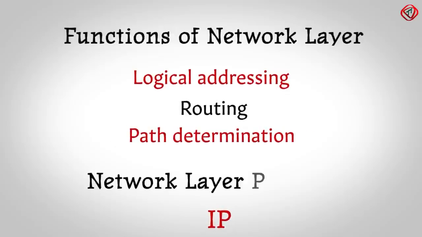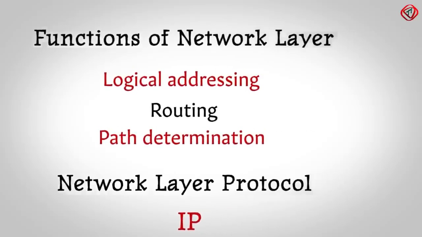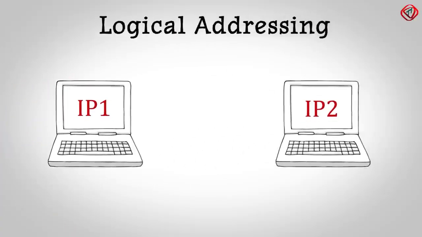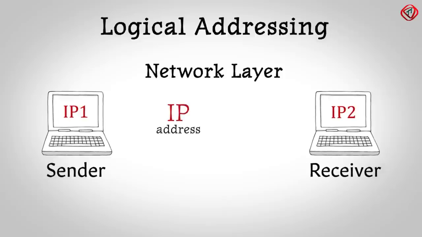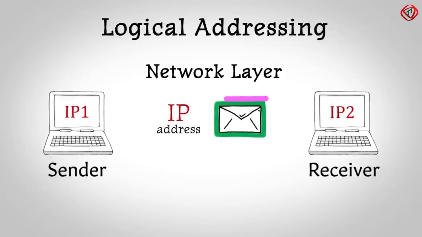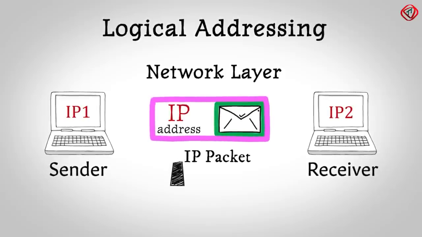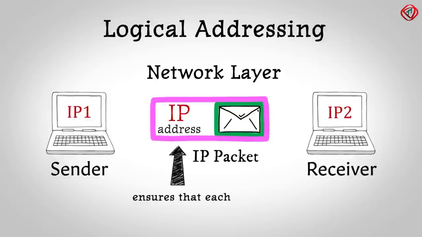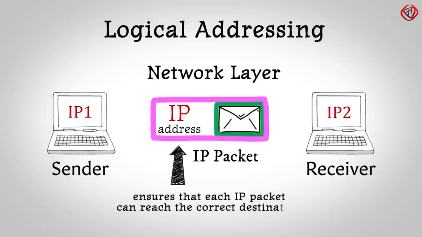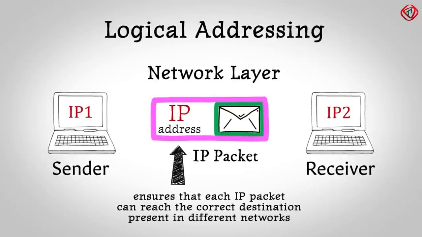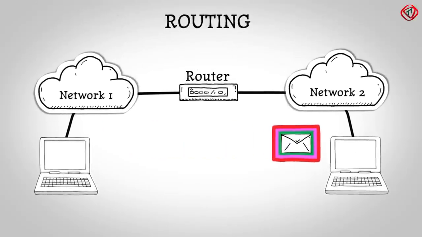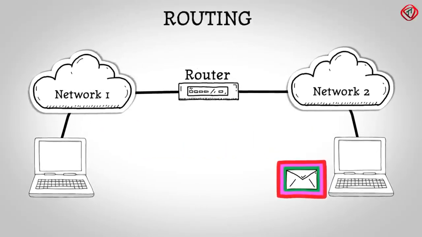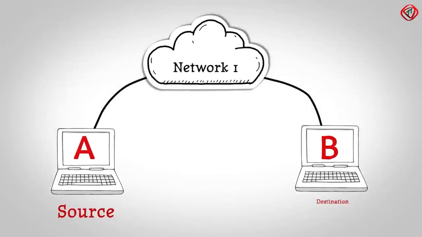IP is the single standard protocol for this layer. Every computer in a network has a unique IP address. The network layer assigns senders and receivers IP addresses to each segment or datagram to form an IP packet. IP addresses are assigned to ensure that each IP packet can reach the correct destination present in different networks. Routing is a method of moving an IP packet from source to destination present in different networks. Routing is not needed if the source and destination computers are present in the same network.